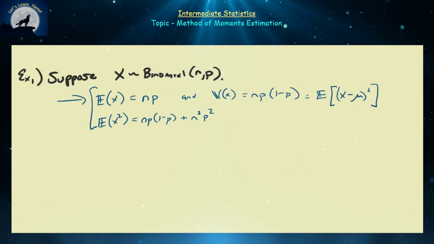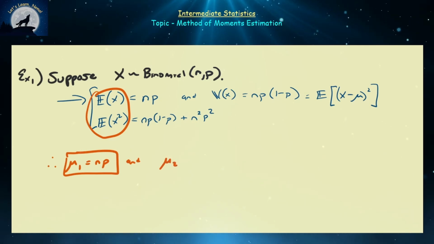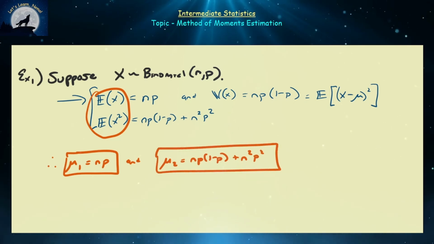So once we know the formulas for the theoretical first and second moment, which we can write as mu1 is equal to np, so that's the first thing we're going to estimate. And we also have that mu2 is equal to np(1 minus p) plus n squared p squared. That's the second thing we're going to estimate. Well, what are we going to estimate them with? Well, we're going to estimate mu1 with m1, and we're going to estimate mu2 with m2.